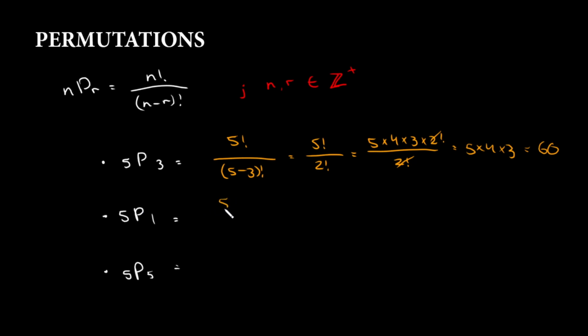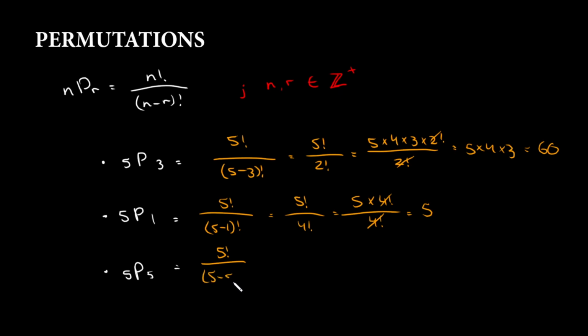5P1 would be 5 factorial over (5 minus 1) factorial, which would mean it becomes 5 factorial over 4 factorial. And if you rewrite the numerator as 5 times 4 factorial, then we can cancel these, and the result will be 5. In the same way, 5 factorial over (5 minus 5) factorial would make it 5 factorial over 0 factorial, which is just equal to 5 factorial over 1, which means the result will be 5 factorial.